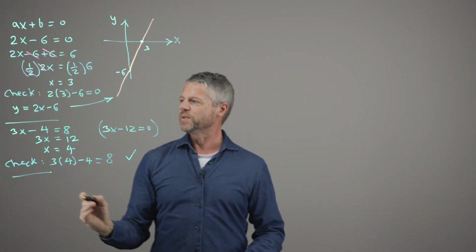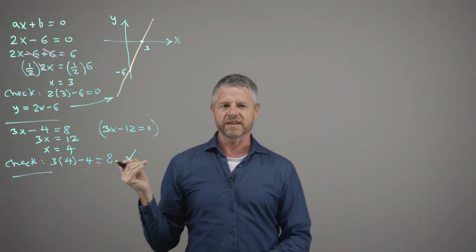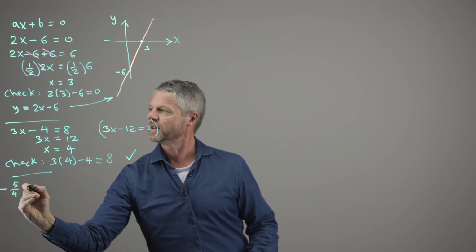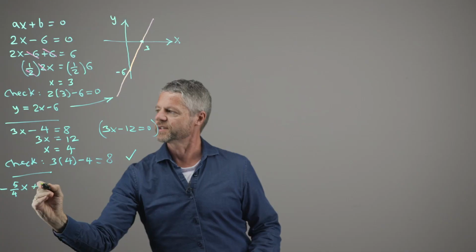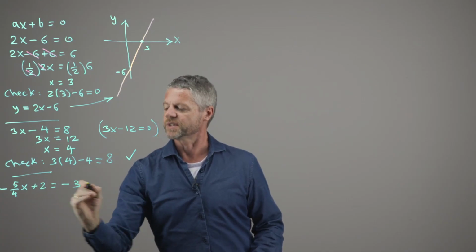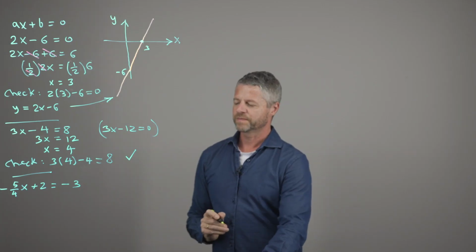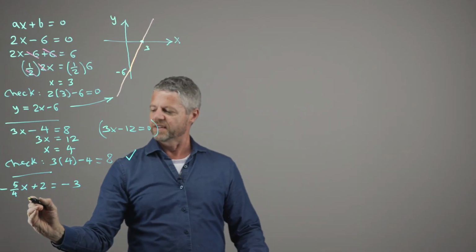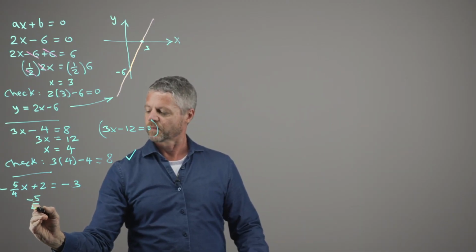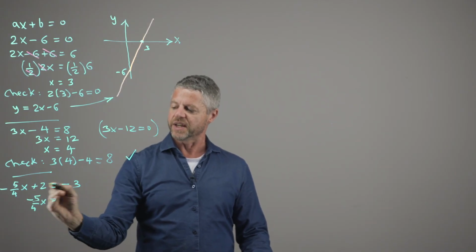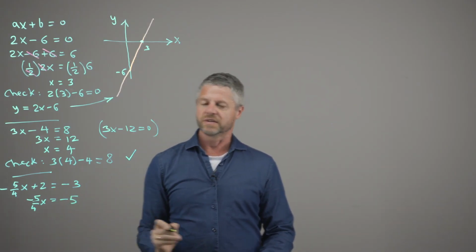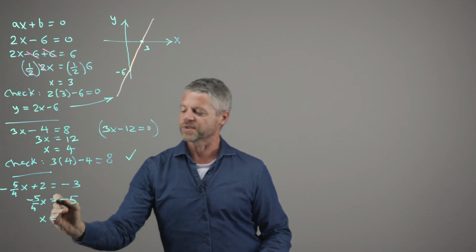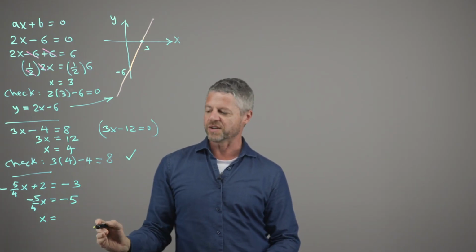And let's do one more example. Let's do an example involving fractions. So let's do minus 5 over 4 times x plus 2 equals minus 3. So I'll deal with the plus 2 first by subtracting 2 from both sides. So I'll have minus 3 minus 2 on the right-hand side. And then I'm going to multiply both sides by minus 4 over 5.